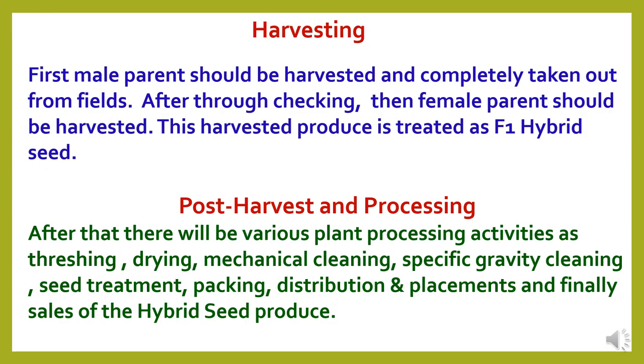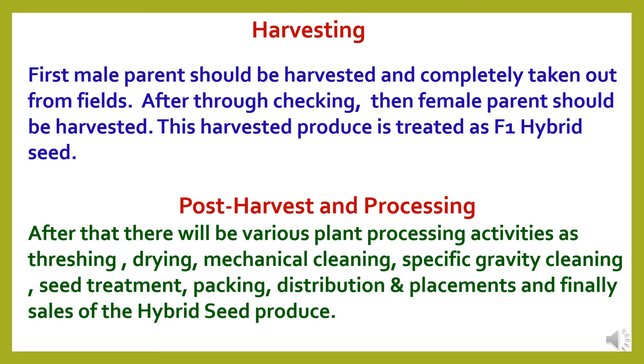Harvesting. In case of hybrid seed production, first male parent should be harvested and completely taken out from fields. After thorough checking, then female parent should be harvested. This harvested produce is treated as F1 hybrid seed.